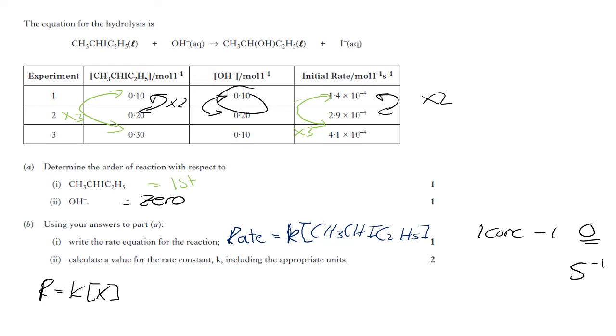I'm going to pick experiment one. So 1.4 times 10 to the minus 4 equals k multiplied by 0.1. So my rate constant is going to be my 1.4 times 10 to the minus 4 divided by 0.1, which is 1.4 times 10 to the minus 3, and my units are seconds to the minus 1. So that is that question done.